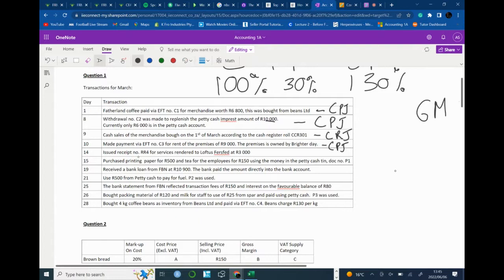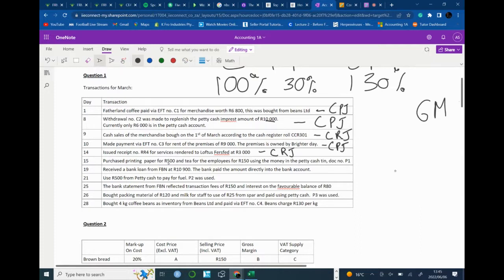Next one, issued receipt number RR4 for services rendered to Loftus at 3,000. So we issued the receipt. Yes, it's the CRJ. That also took me a second there.